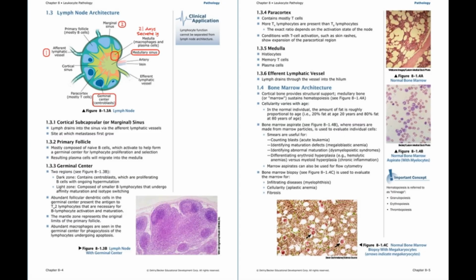So as we take a look at this figure, we can see from the cartoon which we've illustrated all of the features that are the same. We can see a well-defined subcapsular sinus. We can see as well a primary or unstimulated follicle. And then we see a really nice example of a germinal center. If we blow this up and look at it, we can see that the germinal center really has two parts to it. It has a dark zone and a light zone.